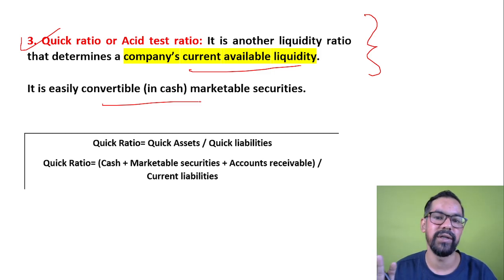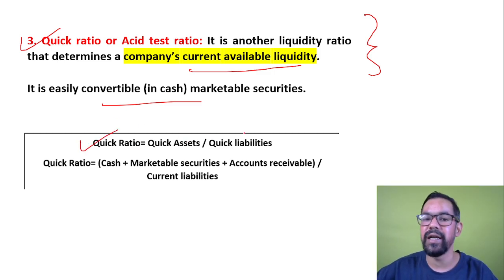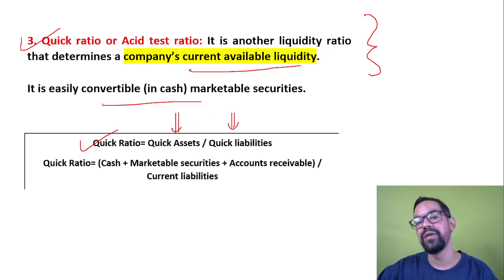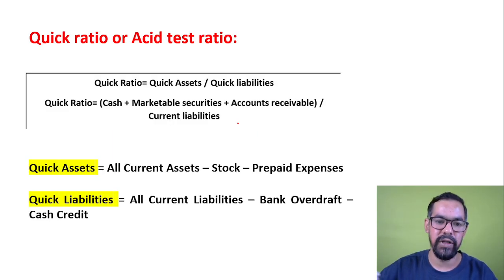So this is the basic meaning of this term liquidity. It includes cash and marketable securities. Quick ratio equals quick asset divided by quick liabilities. Quick asset I already gave you that name, and quick liabilities I already gave you the name. So this is a very simple one. Here I'll further explain this one.